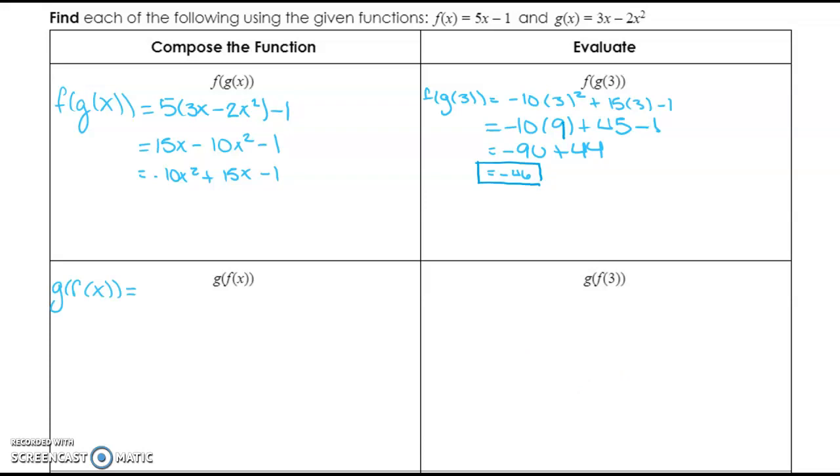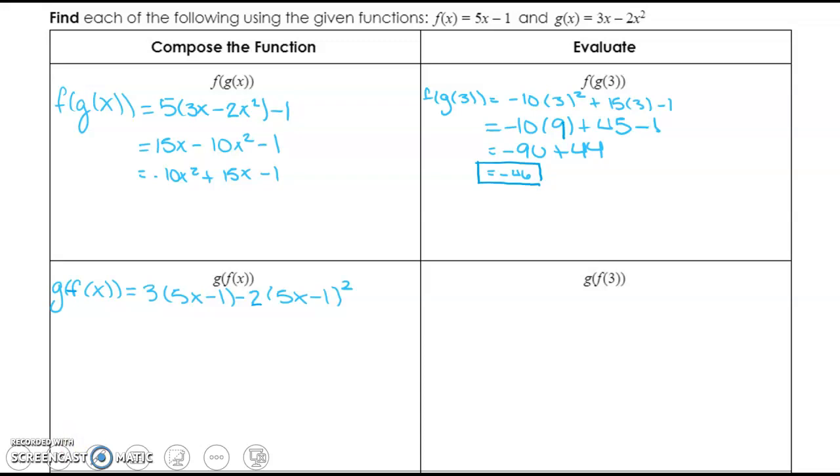And so if we do that, g of f of x, this is going to equal 3 times 5x minus 1 minus 2 times 5x minus 1 squared. So before we start using distributive property or anything like that, what we want to do is we want to evaluate that 5x minus 1 squared.